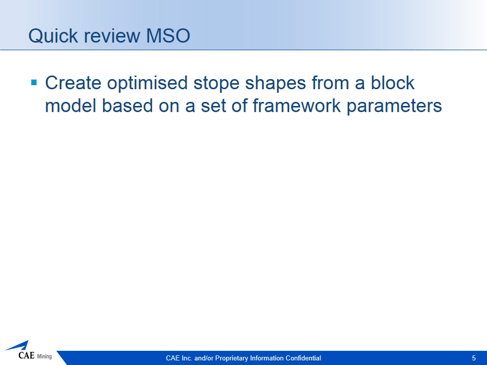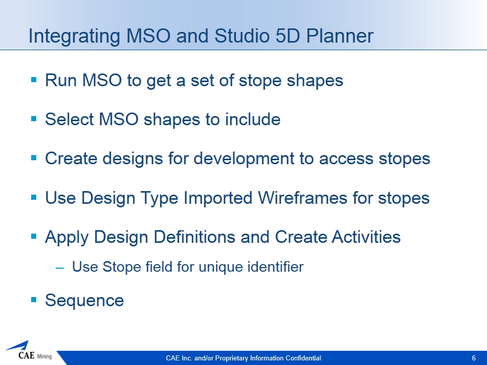So a quick overview of MSO. Well, it's a great tool for creating optimized stope shapes from a block model. You give it a set of parameters to create a framework, and MSO will return you some stope shapes. It sounds simple when you say it fast, but it's an excellent tool. So how do we go about integrating them together? The first step is to actually do your MSO runs, tweak your parameters until you're happy with the output of a set of stope shapes that you want to use in your schedule.